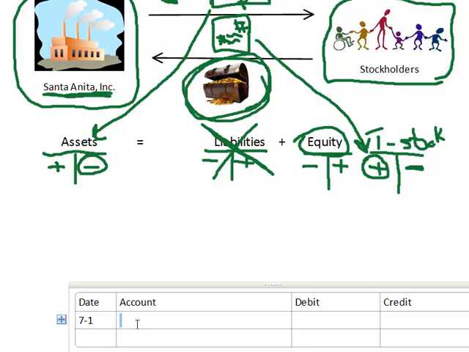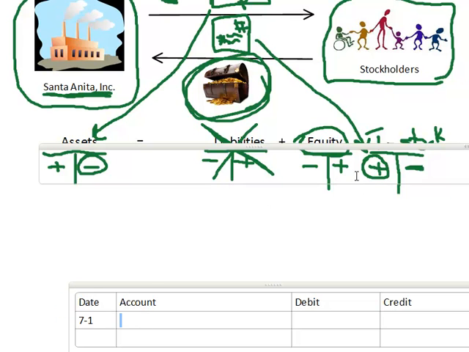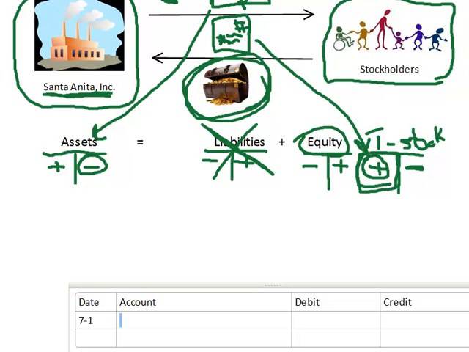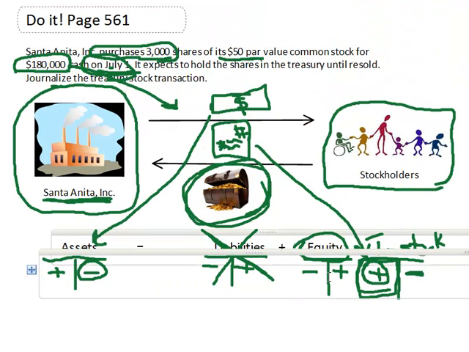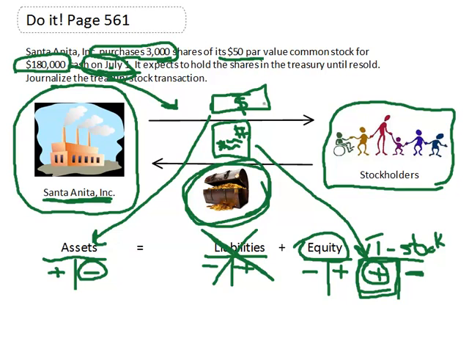Now we got to remember all those rules that apply to the journal entries, and that is that a debit goes first. I told you what we're going to debit. We did that in our analysis. We're going to debit treasury stock. So I'm going to type that in, treasury stock. How much? That's kind of the question we need to answer next, because if you look at this problem, we got numbers all over the place. We got a total of $180,000 we're paying, and then we are told that there's a $50 par value and that we purchased back 3,000 shares.